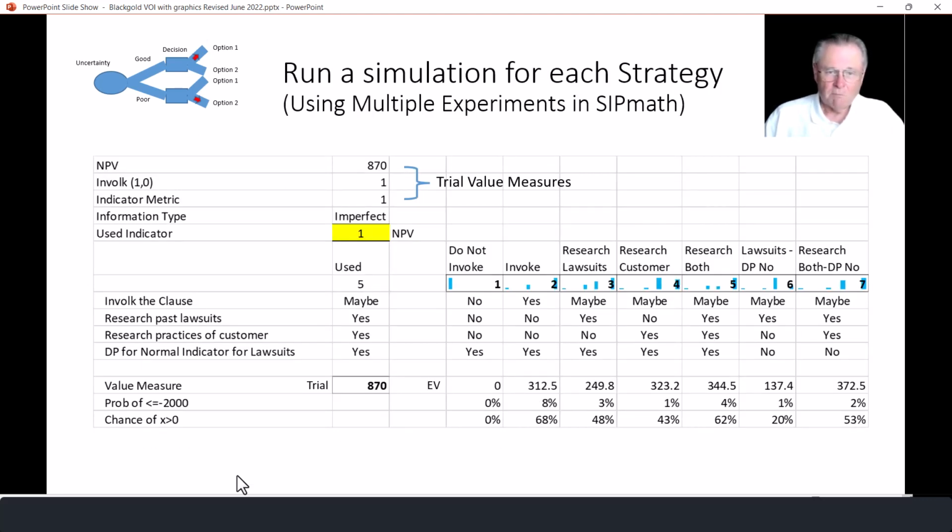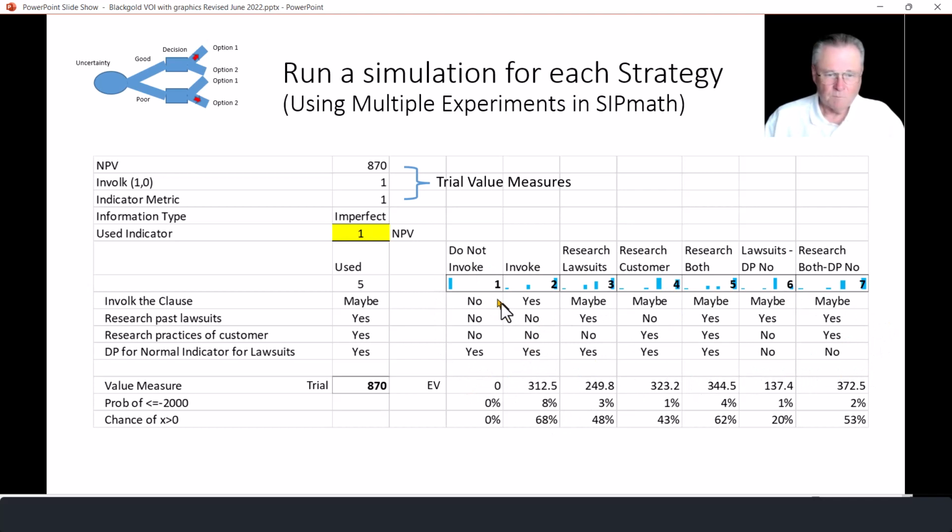Now I utilize multiple experiments in SIPmath. This is available in the enterprise version. And I think this multiple experiments is underutilized in SIPmath. It's a very powerful tool because I can run multiple simulations very easily. They run automatically. I get the results all out at one time. So in this particular case, I set up a multiple experiments with my seven different scenarios, referring to the strategy table. And these correspond to what we just looked at.